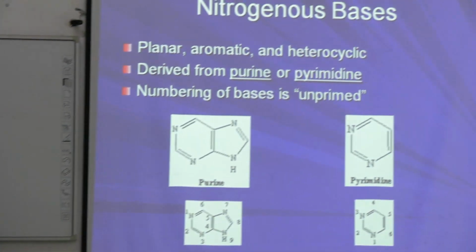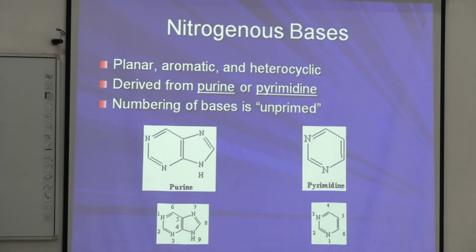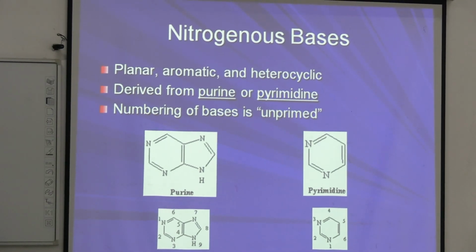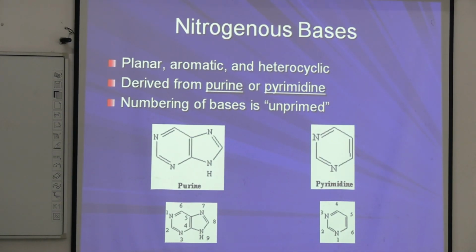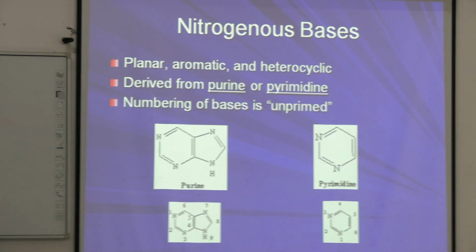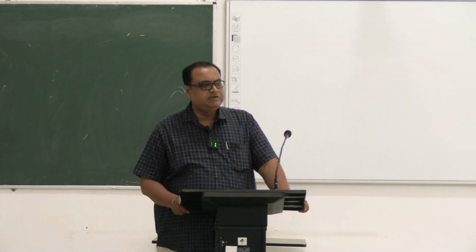Now, what are these purines and pyrimidines? They are called nitrogenous bases. These bases are found in nucleic acids, correct? Now, these nitrogenous bases have got rings. Purine ring is made up of two rings. One is pyrimidine ring, another is imidazole ring. Purine ring is formed by fusion of two rings.